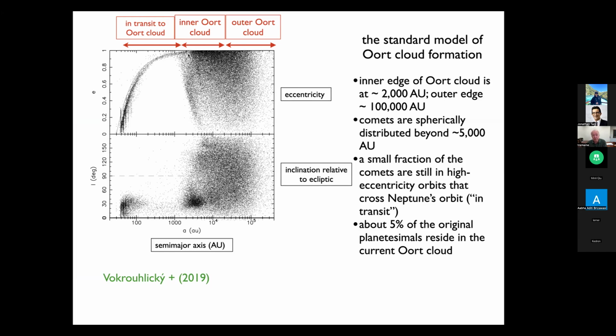There's a track of comets that are still in eccentric orbits that cross Neptune's orbit. These are the ones that are still undergoing a random walk from kicks from the gravitational field of Neptune. The number left in this track goes down rapidly with increasing time. The efficiency of this process is about 5%. Most of the original planetesimals are ejected from the solar system, but we now believe that about 5% of the original planetesimals that started this process are still present in the Oort cloud.